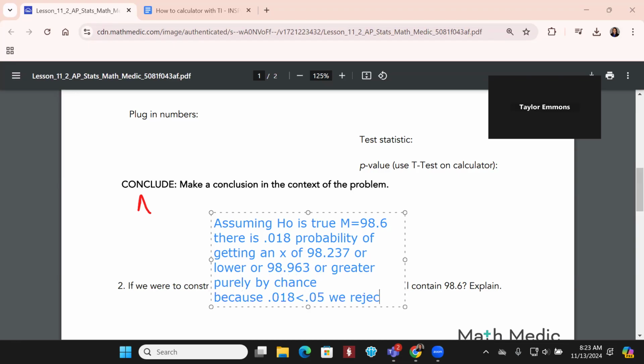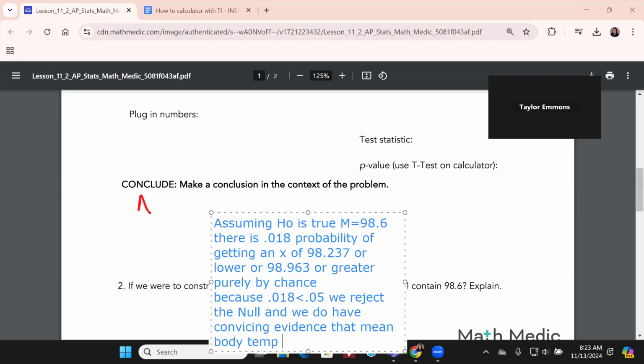We reject the null, and we do have convincing evidence that the mean body temperature is different than Doc's claim.